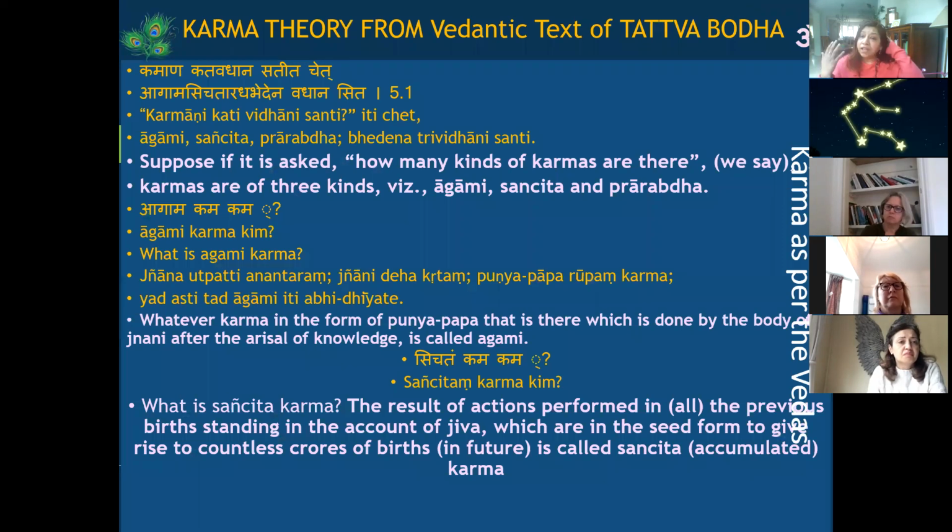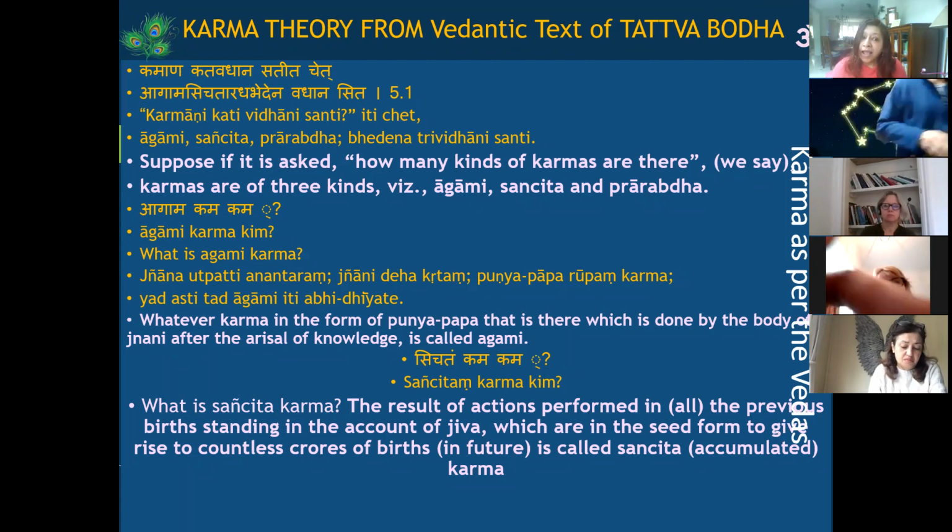The Tattva Bodha, which is one of the fantastic Vedantic texts, talks about what kind of karma is Agama. They have even classified the various kinds of karmas. There are 3 kinds predominantly. There are many, but roughly speaking, as per the Tattva Bodha, it gives us 3 vital ones: Agami, Sanchita, and Prarabdha.